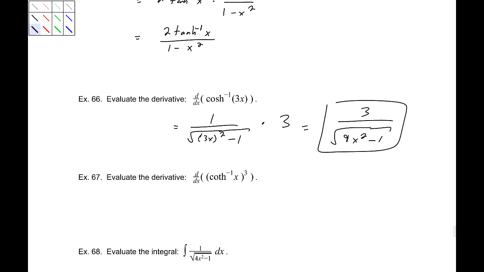Alright, hyperbolic cotangent inverse. Notice that's actually the inside function there. So let's use the chain rule first. 3 times hyperbolic cotangent inverse squared times the derivative of the hyperbolic cotangent inverse, which is 1 over 1 minus x squared, the same as the inverse tangent. So I'm going to go ahead and write that here, over 1 minus x squared.